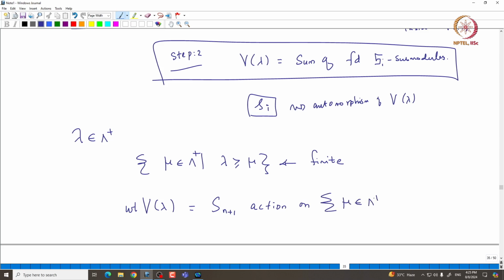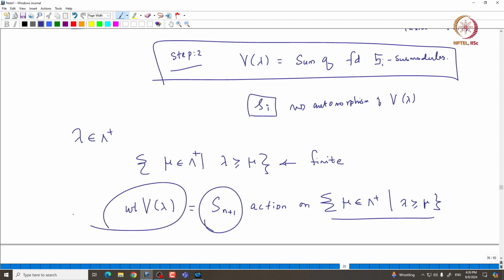That is, on mu in lambda plus with lambda greater than or equal to mu. This set being finite will imply that, whatever the way S_{n+1} acts, because S_{n+1} is a finite group, it is not going to give you more elements. So it is going to be finite. That way you say that the weights of V lambda are finite. Already you know that the weight spaces are finite dimensional. So, once all the weights are finite and the weight spaces are finite dimensional, that would force V lambda to be finite dimensional.